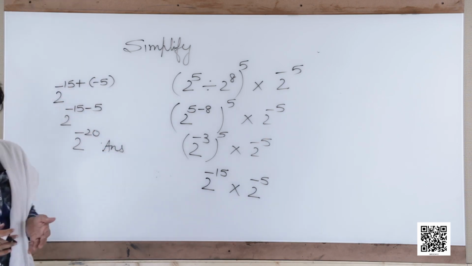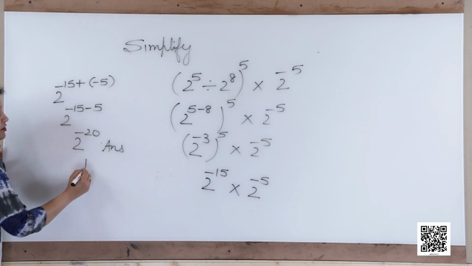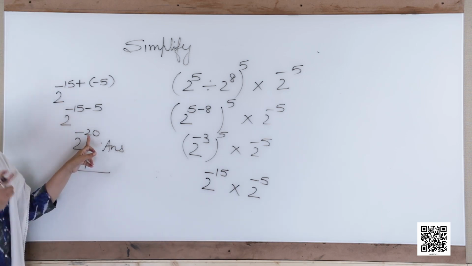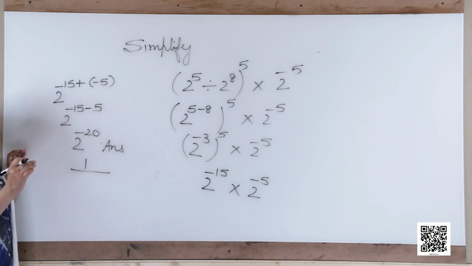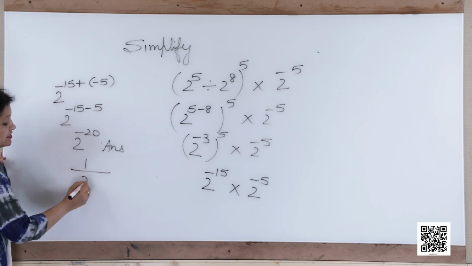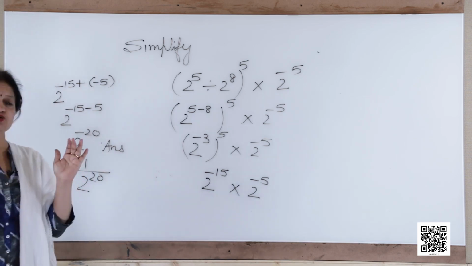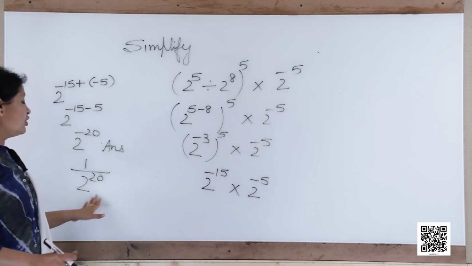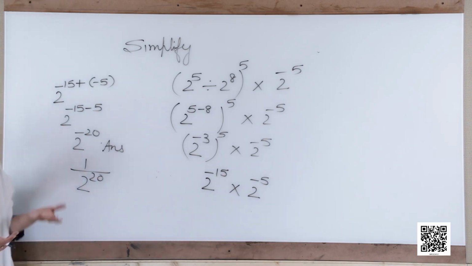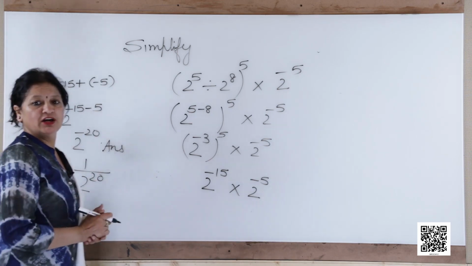Or if they tell you to write the answer in positive exponent, then we can convert it. All of you know that to convert a negative power into positive, we have to reciprocate the base. The reciprocal of 2 is 1 by 2. So your answer will be 1 by 2 raised to the power 20. This we will convert if they ask to write the result in positive exponent. Otherwise, you can leave the answer till here also. I think this sum is very much clear to you people.